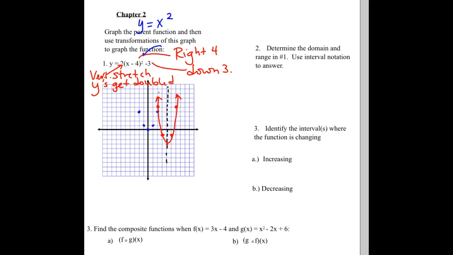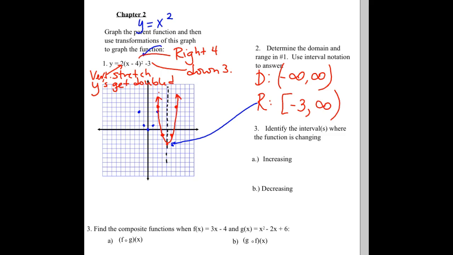Second question says to determine the domain and range from that first question and to use interval notation to answer it. So domain is everything. We can use any x's, positive, negative, 0. So for my domain, I'm going to say from negative infinity to infinity. I can use everything. But my range has a cutoff. So right down here is the lowest point that my graph is going to ever get. All right, and that's at negative 3. So we would say my lowest point is negative 3, and it's going to keep going for y values up from there.